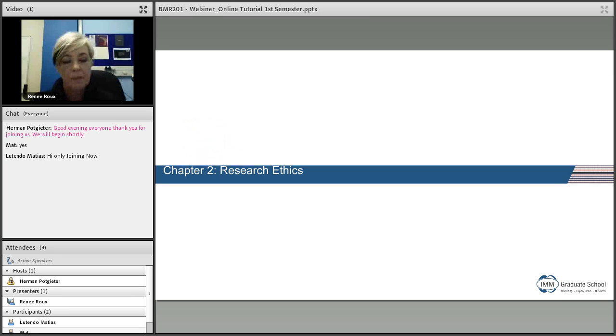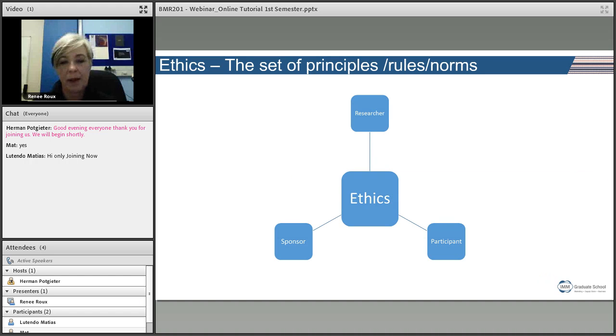Okay. Chapter 2 of our research textbook is research ethics. What do we mean by research ethics? Ethics is basically just a set of principles, rules, or norms that has an impact on 3 different parties in the research process. It has an impact on the participant. What do I mean by participant? The participant is the person that is going to participate in the research. So that's the person that we're going to ask the questions, and they're going to tell us how they feel.